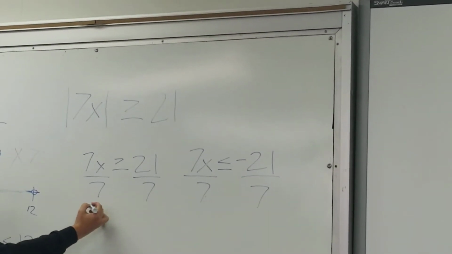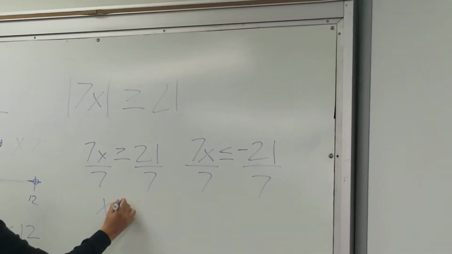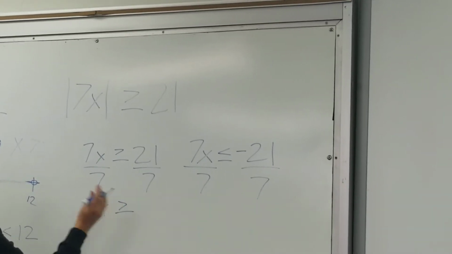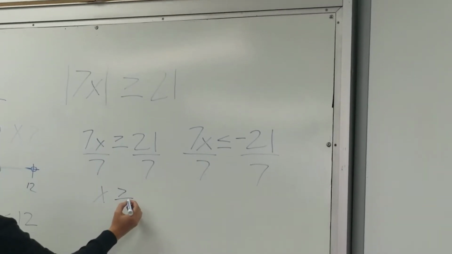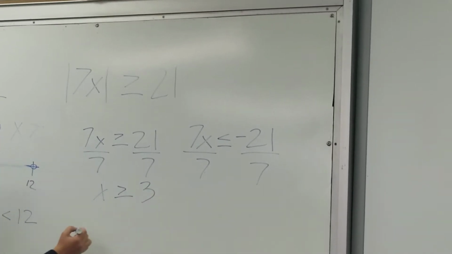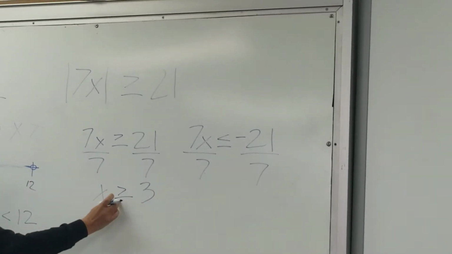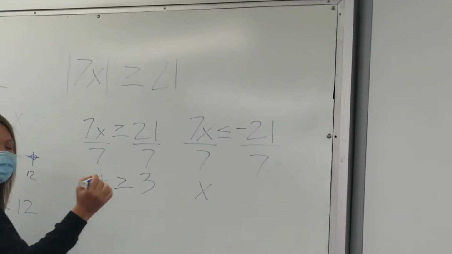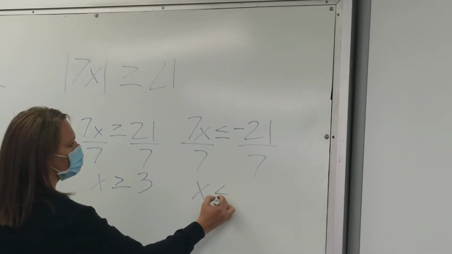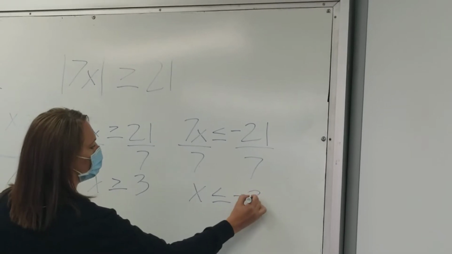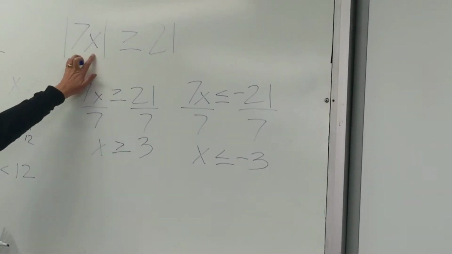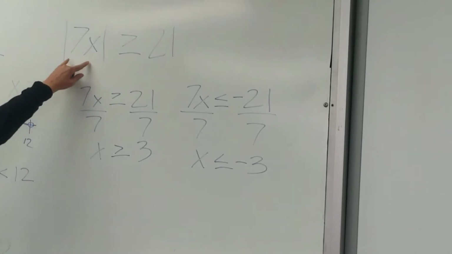Okay, so what do we have here, Danny? I think it's 3. Yep, it's 3. So x is greater than or equal to 3. And over here, less than or equal to negative 3. Good.